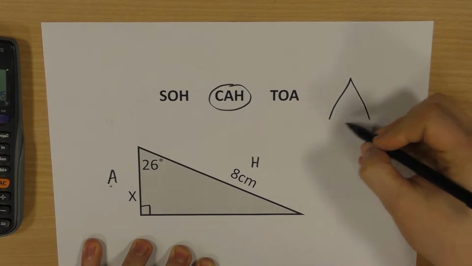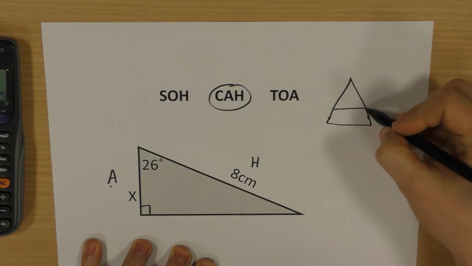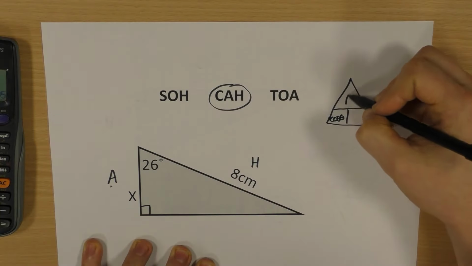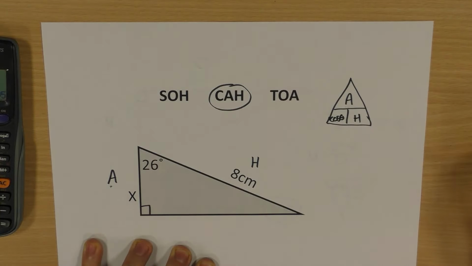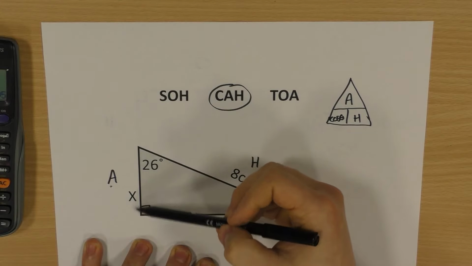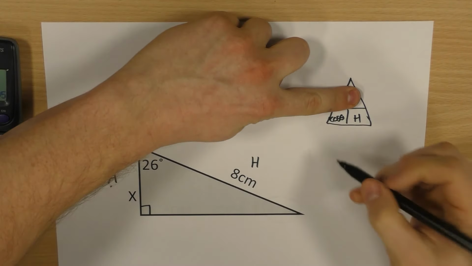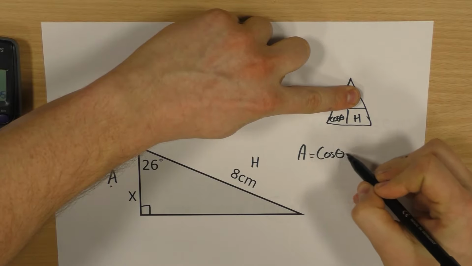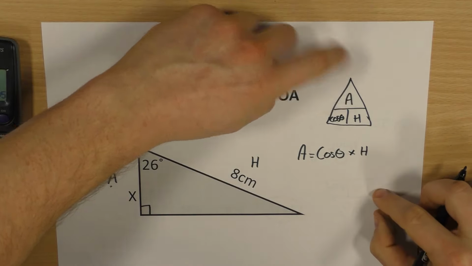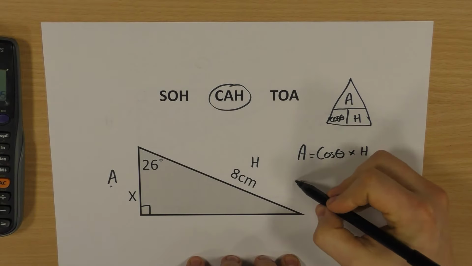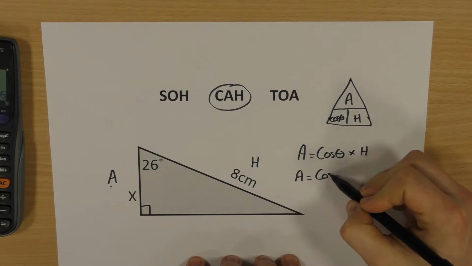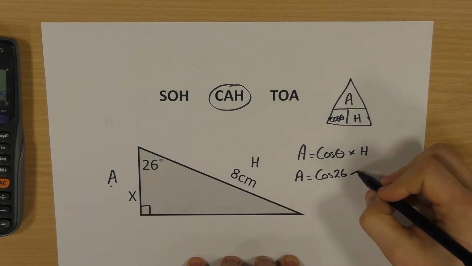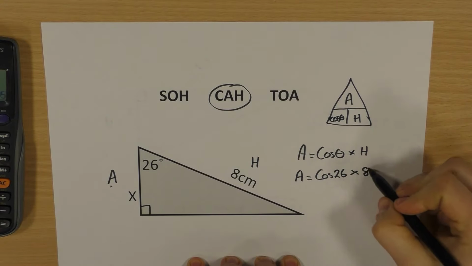So again, draw yourself a little triangle to help you realise what to do. So cos theta, adjacent, and the hypotenuse. This time I want the adjacent, so I cover up the adjacent. I'm doing cos theta times by hypotenuse. Substitute in what we know. Well, cos and theta this time was 26 times by the hypotenuse, which was 8.